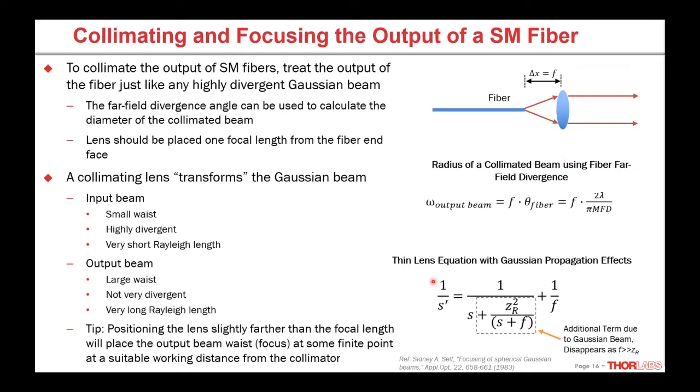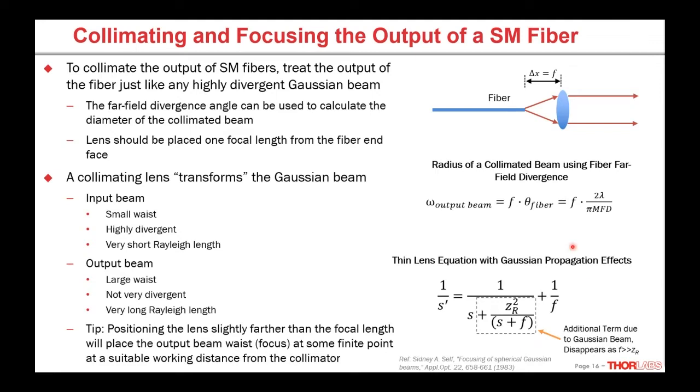So we can use things like the thin lens equation when working with Gaussian beams. There's a really good reference here that talks about some additional terms you need to put in the thin lens equations if the focal length of the lens is close to the Rayleigh length of the beams. If the focal length is much larger than the Rayleigh length, which would be the case here for a highly divergent beam out of a fiber, you can basically use the standard thin lens equations. But there are some terms here that for certain circumstances matter.